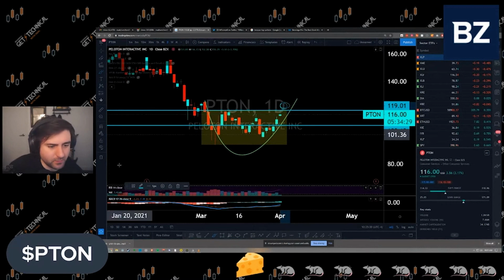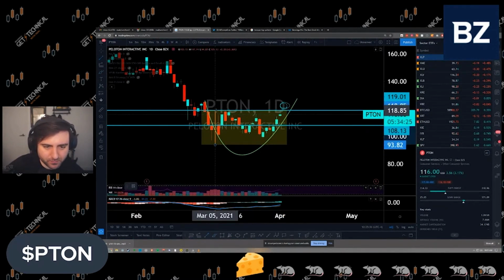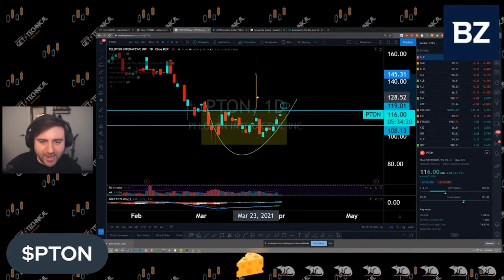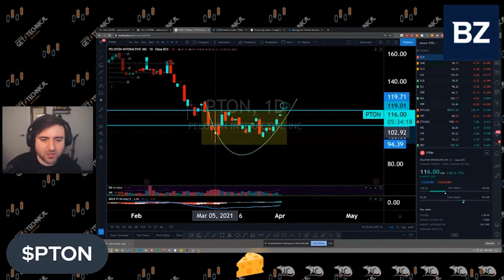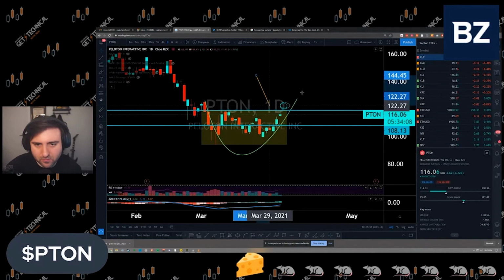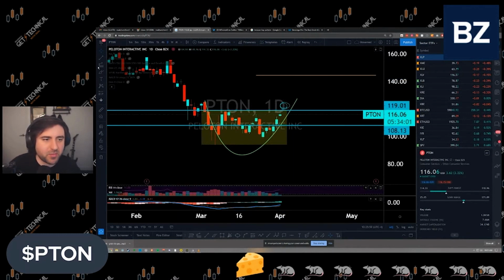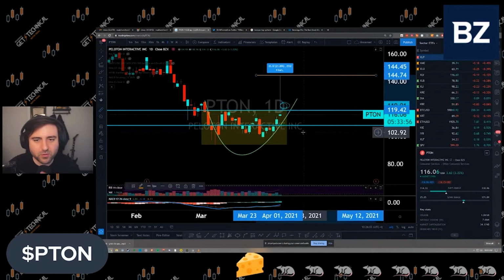And then, to get an idea of how high this might go, we'll go to the lowest point. We're measuring the base from the neckline or resistance line down to the lowest point, which was March 5th. And then adding that to our neckline or our line of resistance, whatever you want to call it, to set our price target at 145 and a half. So that's profit potential on breakout of about 21%.